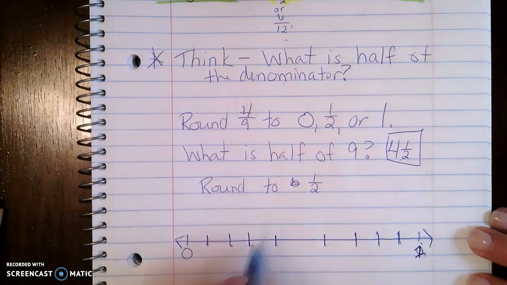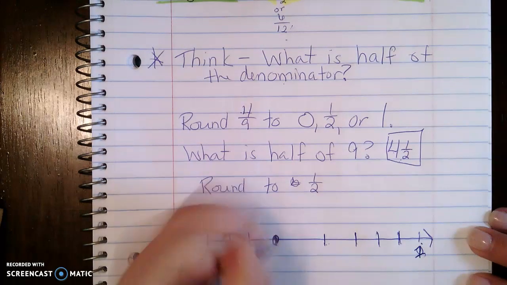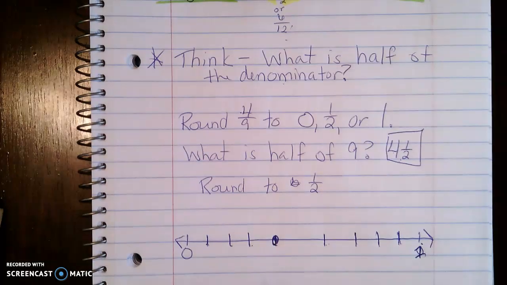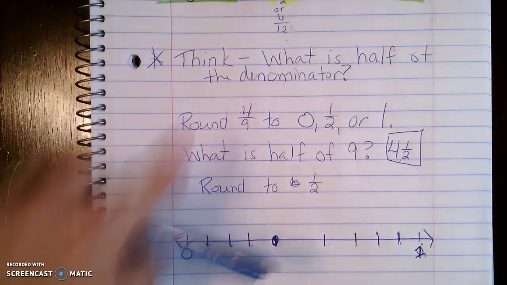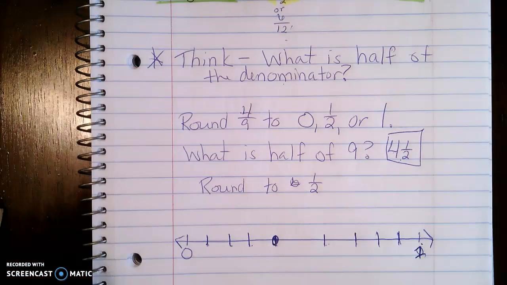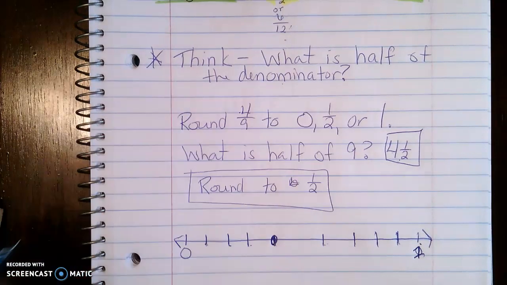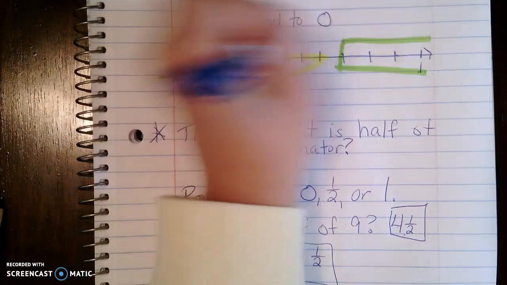So 1, 2, 3, 4. It's here, and you can see that it's about halfway, right? Halfway would be kind of right there in the middle between 4 and 5. So that is very much rounding to the 1/2. So I'm always looking at the denominator and thinking, what is half of that number? And then how close is my numerator to that halfway point? So this would be my answer here, right? And up here, my answer was that 2/12 rounds to 0.